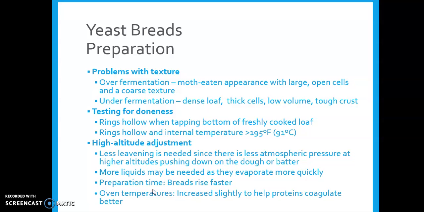So problems with texture. You can have over fermentation, which gives you a moth-eaten appearance with large open cells and a coarse texture. Or you can have under fermentation, and this is going to give a much denser loaf with thick cells, low volume, and a tough crust.